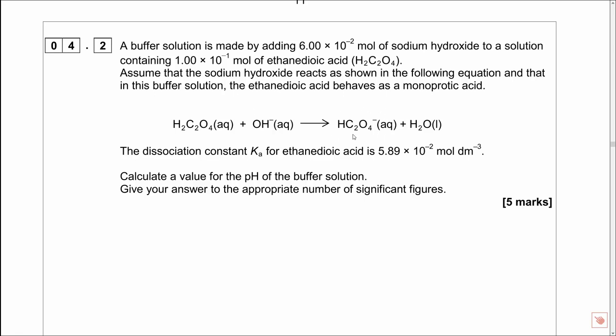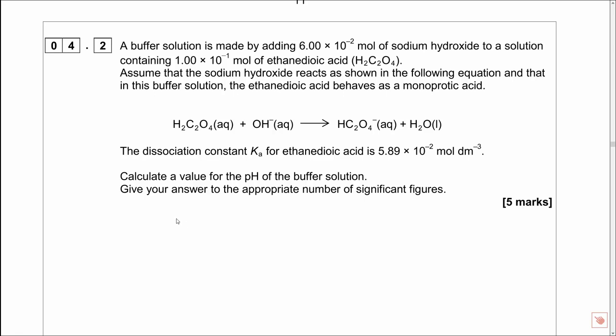Normally in a buffer question you'd have this added along with this, and that would just be your concentrations, you'd be fine. But in this particular one, you're making the salt in situ within the actual buffer itself. You're making this salt portion, the ion, that needs to be used in the expression. So we know that we're adding sodium hydroxide to a solution, and it's even easier, we're given the actual moles.